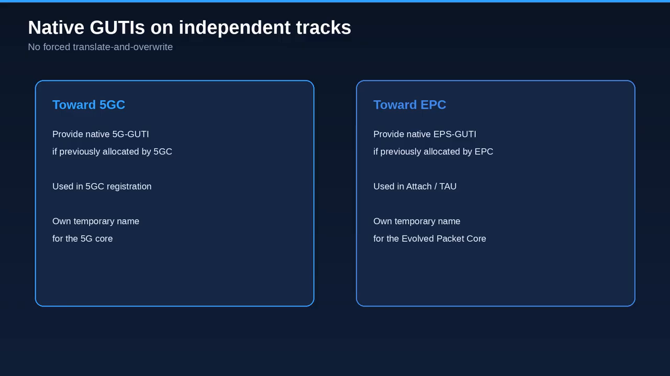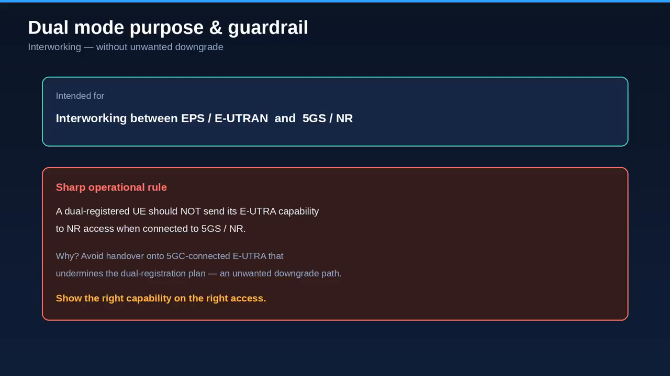That independence is powerful for interworking designs where both cores must stay warm. For example, when an operator wants a foot in EPC for legacy voice or roaming partners while also carrying 5G sessions. It is also heavier: more state, more radio signaling, and more chances for the two sides to disagree about where you really are, unless the phone and network are careful. Dual registration mode is intended for interworking between EPS over E-UTRAN and 5G system over NR. That is its job description.